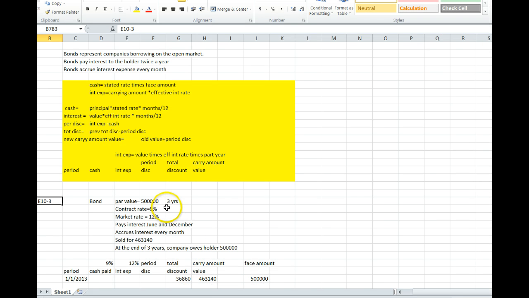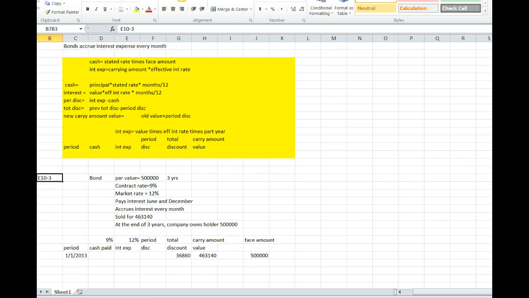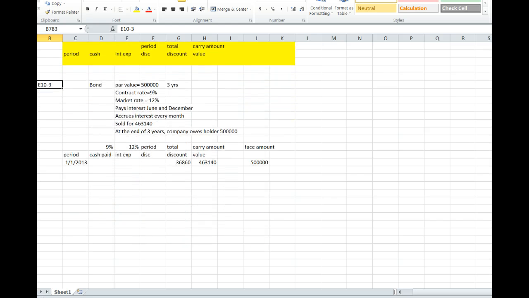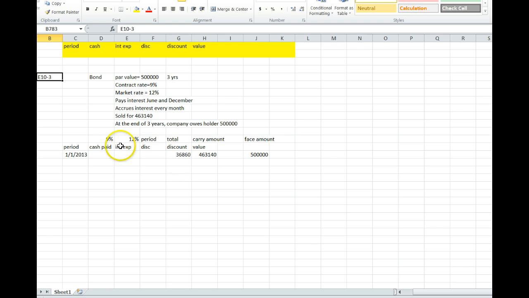So here are the facts. Bond, $500,000. Contract rate, 9%. Market rate, 12%. Pays interest twice a year. We do have to accrue interest every month, though. It was sold for $463,000, and it's 3 years long. At the end of 3 years, the company pays whoever's got the bond $500,000. I've done a little schedule here with period, cash paid, interest expense, and discount. There is a discount on a bond. The difference between what they get and the face amount is the discount, and that's $36,000.